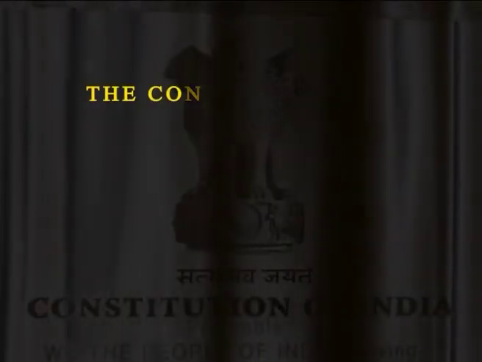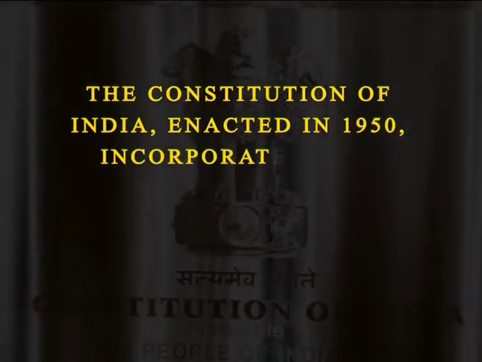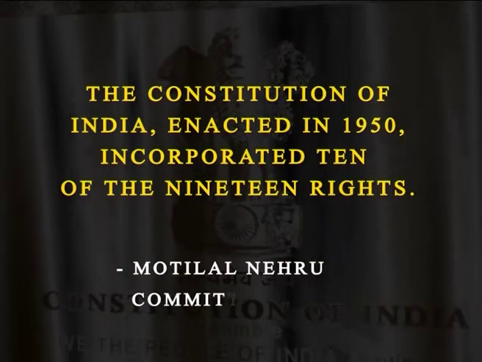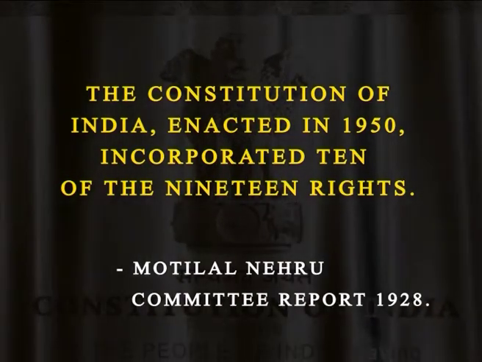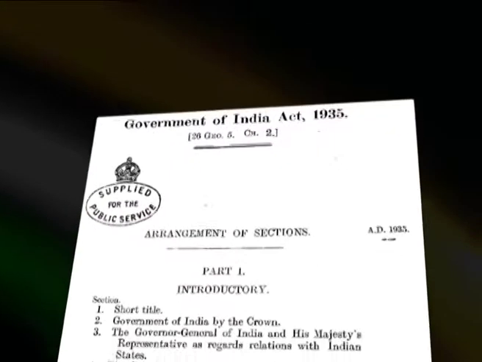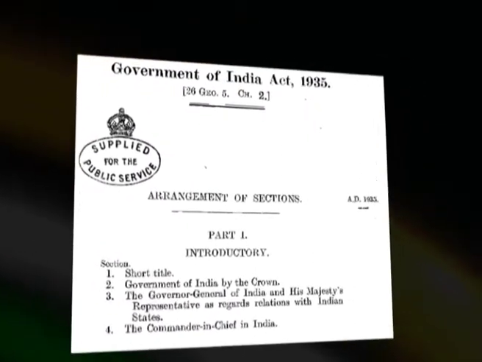The Constitution of India, enacted in 1950, incorporated 10 of the 19 rights enumerated in the Motilal Nehru Committee Report of 1928. At the time when the Government of India Act 1935 was on the anvil, it was proposed that fundamental rights be added in the Constitution, but it was passed without any Bill of Rights.